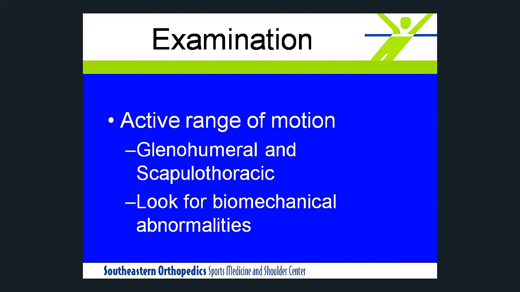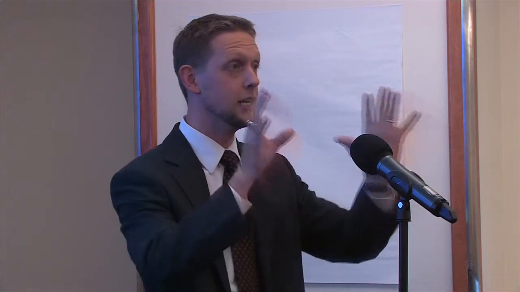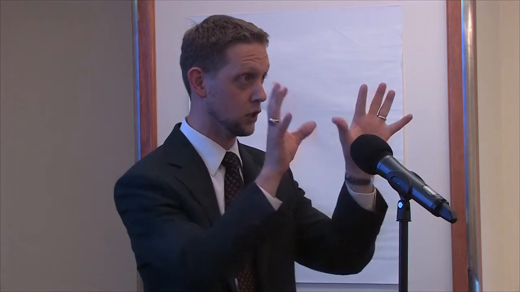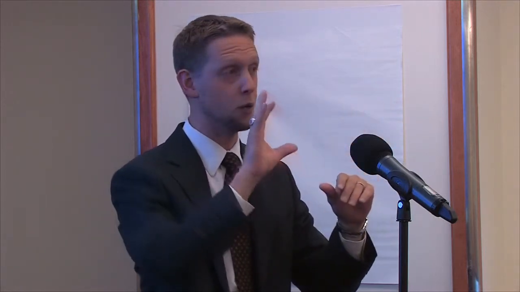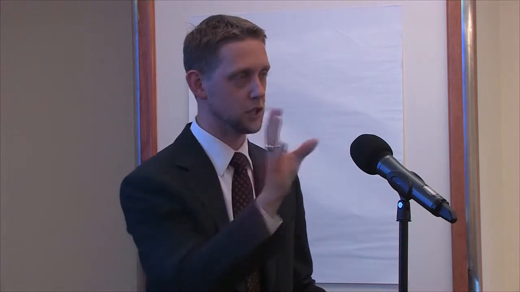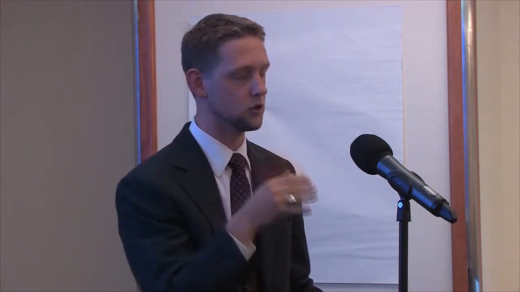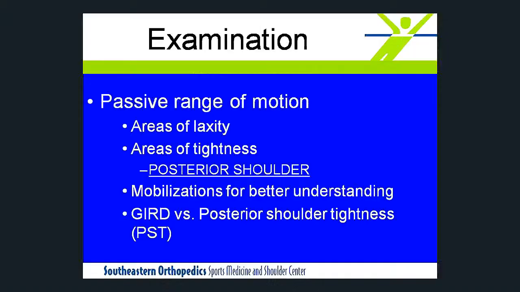So I think it's important that the guys need to have their shirts off, and women need to be in a gown or sports bra, something where you can visualize the glenohumeral joint and the scapula and how it moves, and see if there's any hitching or any biomechanical abnormalities that might lead you in one direction or another, and can also guide you in one direction with your strength testing as well. So it's important to look at these shoulders physically while they're going through this active range of motion.